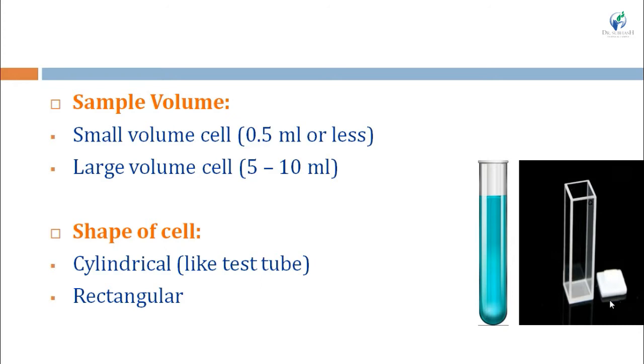The second parameter is the shape of the cell. Majorly two shapes of these cuvettes or sample holders are used. The first one is cylindrical and the second is rectangular. You can see in the figure, cylindrical means a test-tube-like cuvette, and the rectangular. In inexpensive instruments, meaning colorimeters, mostly cylindrical cuvettes are used, and in spectrophotometers, which are expensive instruments, mostly rectangular cuvettes are used.